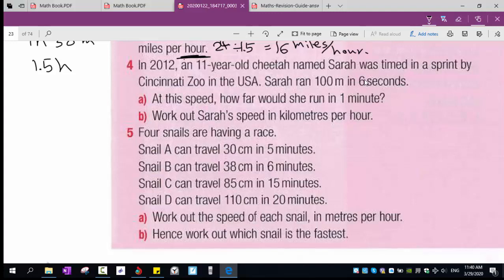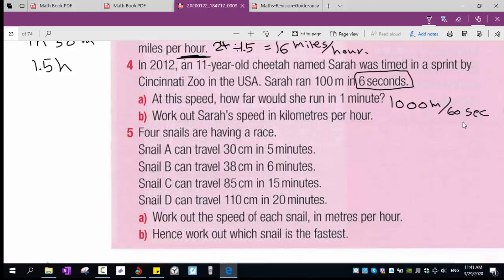So the distance is 100. This is the speed, 100 meters in 6 seconds. So in 1 minute, how many seconds are there in 1 minute? 60. How does 6 seconds become 60? If we multiply it by 10, then 100 times 10 is 1000 meters in 60 seconds. It means it's 1 kilometer in 1 minute.